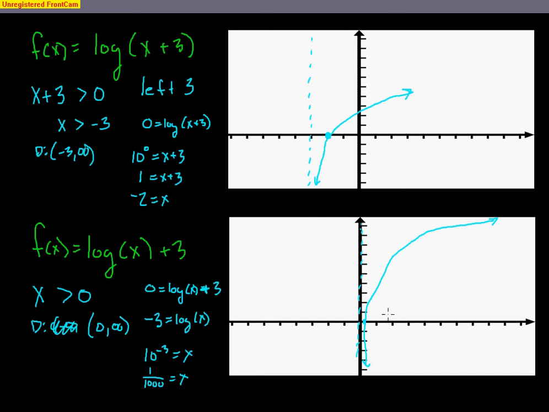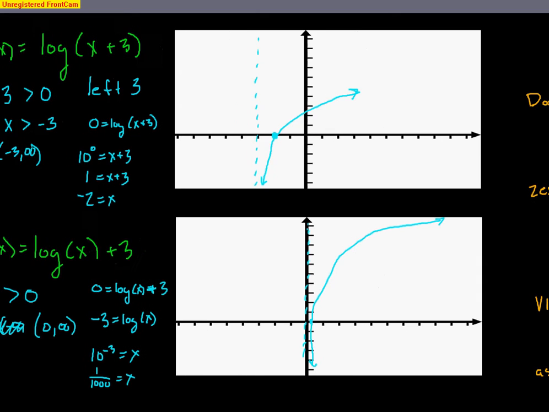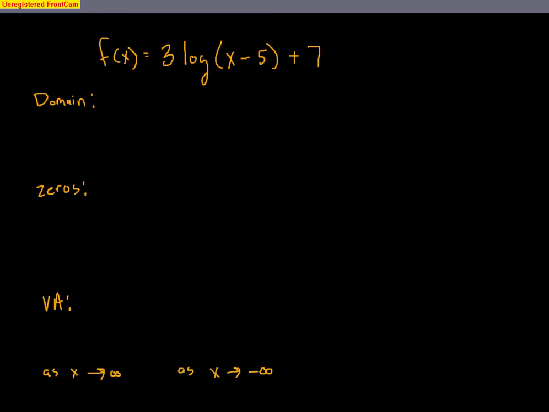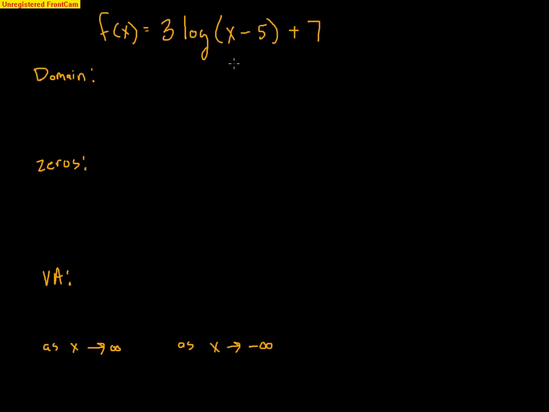So it actually doesn't look that much different because it moved up 3, but it did actually change how the graph behaves. So hopefully that is pretty easy to understand. All right, here's one last question we're going to take a look at, and we're just going to make sure we cover our bases with this.